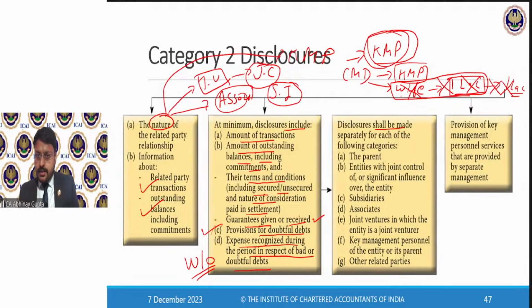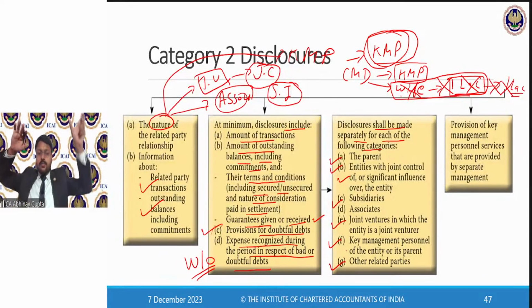Disclosures shall be made separately for each of the following categories. So how should the disclosure look? Should I start writing novels around these disclosures in all paras? No, I have to prepare a table. I will give all these disclosures in a tabular format, which is easy to comprehend. The standard says the categorization has to be done on this basis: the parent company column, then the JV column, then the associates column, then the subsidiary column, then the joint ventures column, then the KMP column, and then the other related party column.